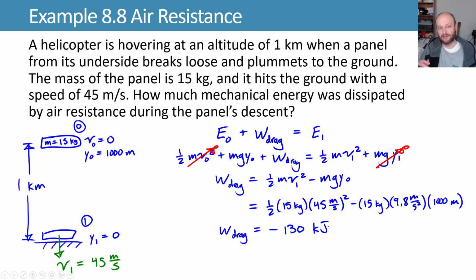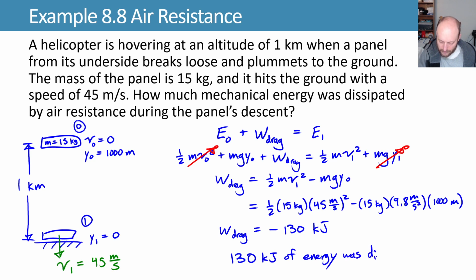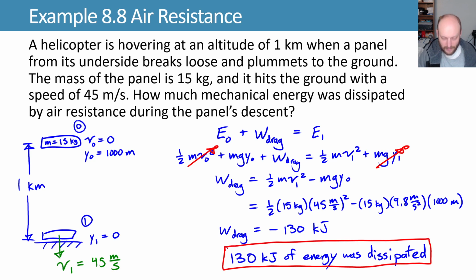That means that drag has done negative 130 kilojoules of work on our system, or it's dissipated 130 kilojoules worth of energy. So I could say, if I'm answering how much mechanical energy was dissipated, 130 kilojoules of mechanical energy was dissipated. Box it and end the problem.